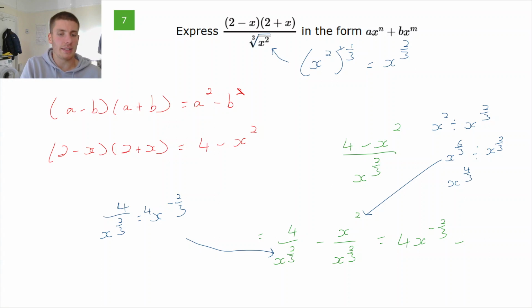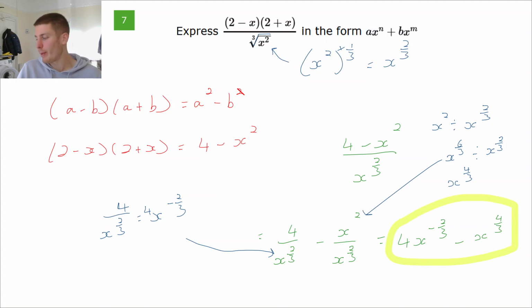So this bit is going to be take away x to the power of 4 over 3. Unless I made a mistake anywhere, 4x to the minus 2/3, take away x to 4 over 3, I believe is correct. That should be good.